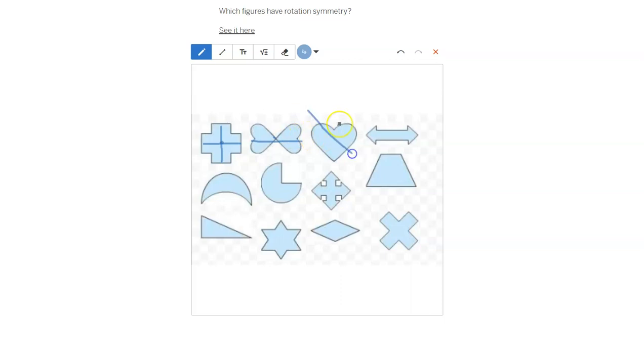This does not have rotational symmetry. You would have to turn it a full 360 degrees before it would line back up onto itself. You get the idea. This does have rotational symmetry, 180 degrees. This does not.